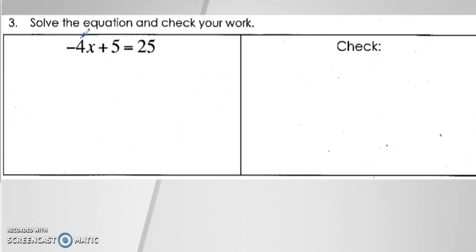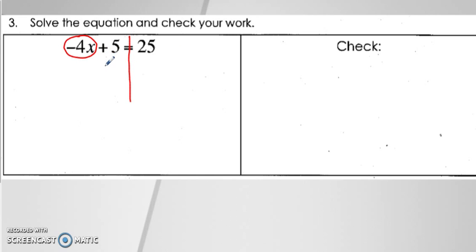I'm going to circle the whole term that includes the variable. I cannot break apart the coefficient and the variable until it is alone. I like to draw a line through the equal sign to make sure that you can easily see the left side from the right side. And I see that I have a plus 5 with the term that I have circled. Got to get rid of the addition first.